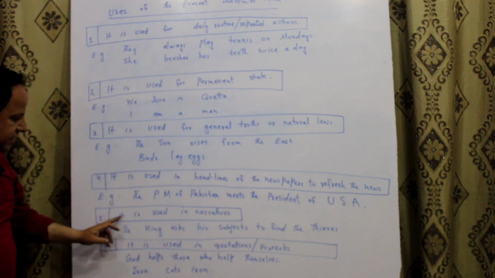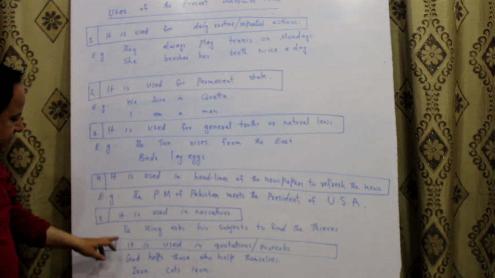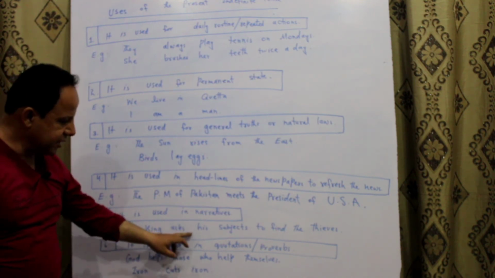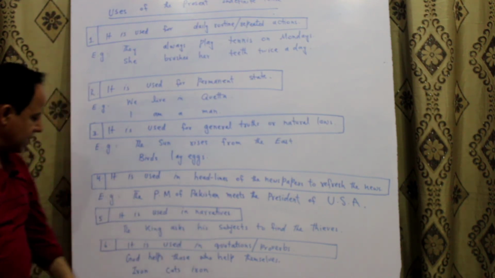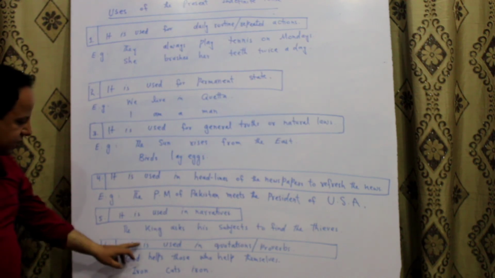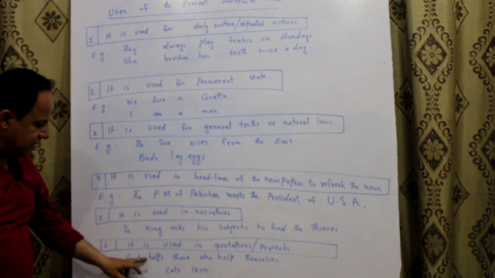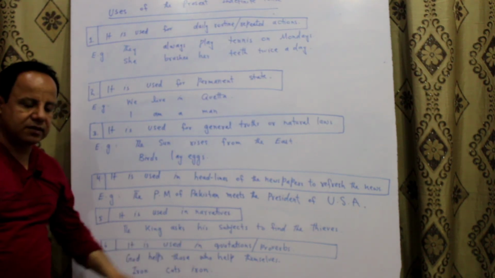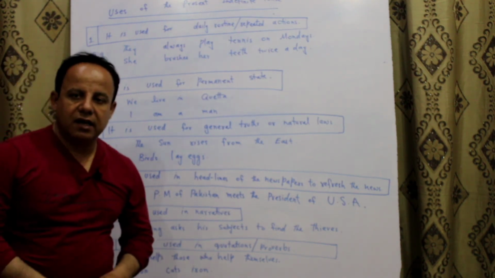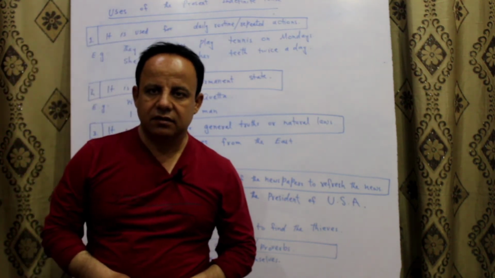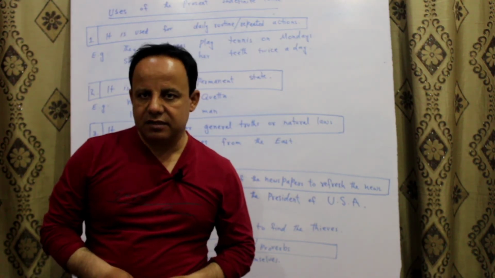Fifth one is that it is used in narratives like the king asks his subjects to find the thieves. Sixth one is that it is used in quotations or proverbs like God helps those who help themselves. And the last one is there. Iron cuts iron. Hope you got them and you understood them.